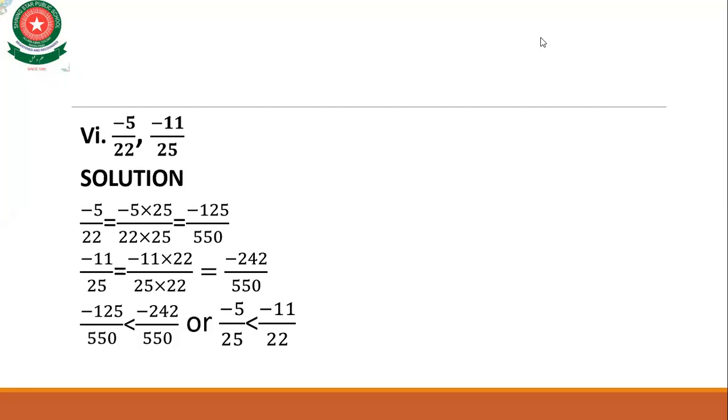So again, we will compare both equations, minus 125 by 550 and minus 242 by 550. And we know that minus 125 is greater than minus 242, or we may say that minus 242 is less than minus 125. Then the answer will be minus 5 by 22 greater than minus 11 by 25.